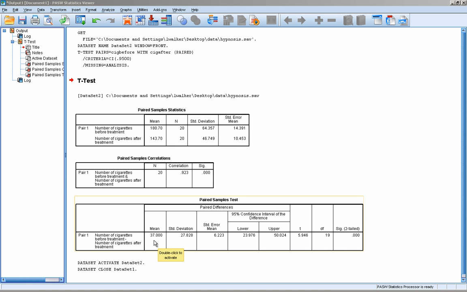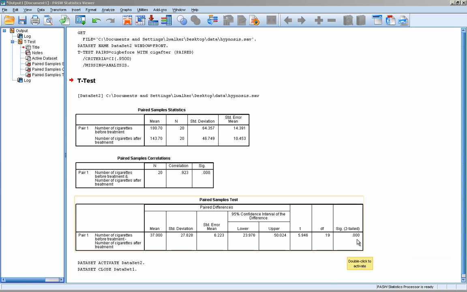So that's telling me that we are seeing the before values being bigger than the after values since we're going before minus after. So our average difference is 37. Our confidence interval for our difference is 23 to 50. So the average difference between our before and our after is somewhere in this interval of 23 to 50 cigarettes.